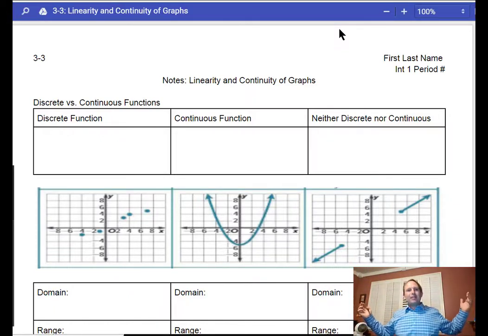Welcome to Integrated 1. We're going to be taking notes on 3-3, which would be linearity and the continuity of graphs. So we're going to talk about discrete versus continuous.